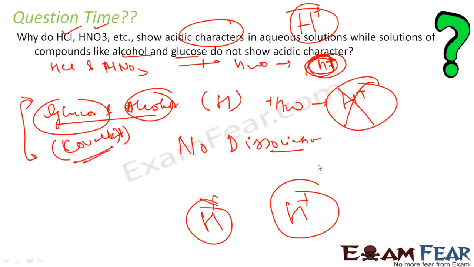So water, when added to nitric acid or hydrochloric acid, gives H+ ions, but when water is added to glucose or alcohol, it doesn't give H+ ions.